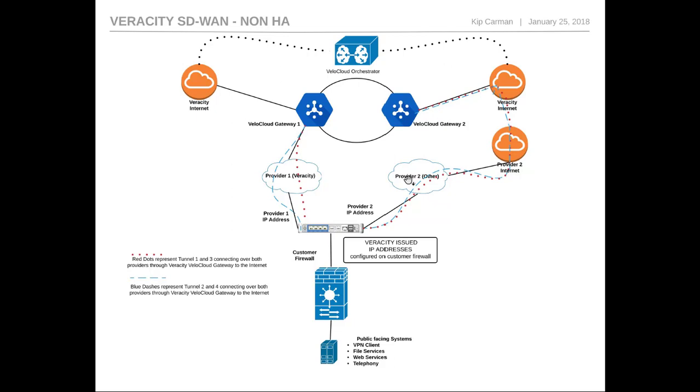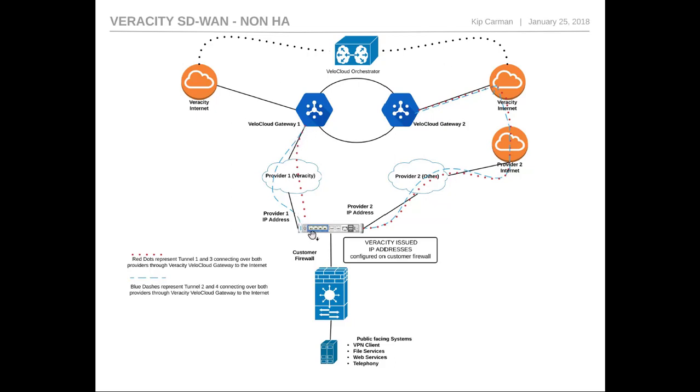It has better intelligence to leverage that additional bandwidth. You'll notice here I have a note that says Veracity issued IP addresses configured on customer firewall. Because we have these gateways sitting in our data center and a VeloCloud Edge device communicates with that, we're actually able to take Veracity public IP addresses, inject those into the VeloCloud gateways and make those part of our backbone BGP routing, and take those public IP addresses and run those over the IPsec tunnels.